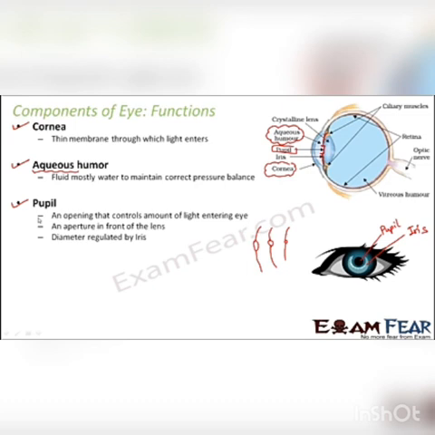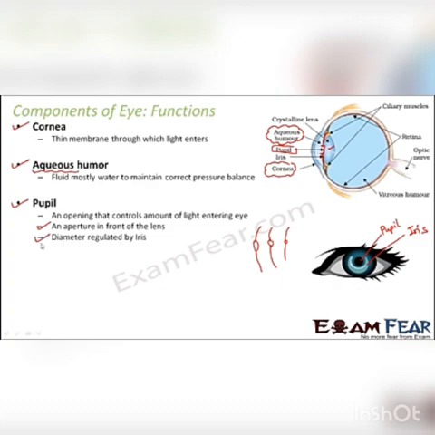So it is an aperture in front of the lens. If you see, this opening is just in front of the lens. This is the lens, and just in front of the lens you have this opening, so that the light can enter through the pupil and then go through the lens.